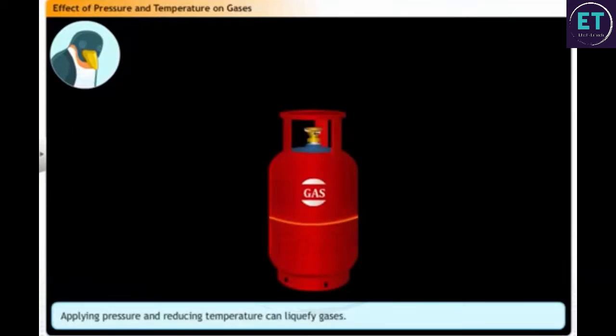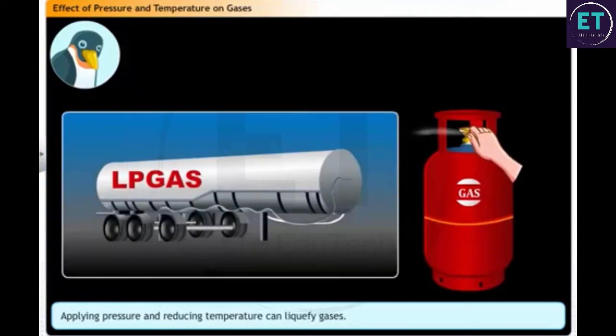Now, let us see the effect of pressure on the interconversion of the states of matter. You know that gas gushes out with a hissing sound when you open the knob of a domestic gas cylinder. In a domestic cylinder, the gas is compressed at a high pressure and a low temperature, and is stored in the form of liquid petroleum gas. When the knob is opened, the pressure is released and the gas gushes out.